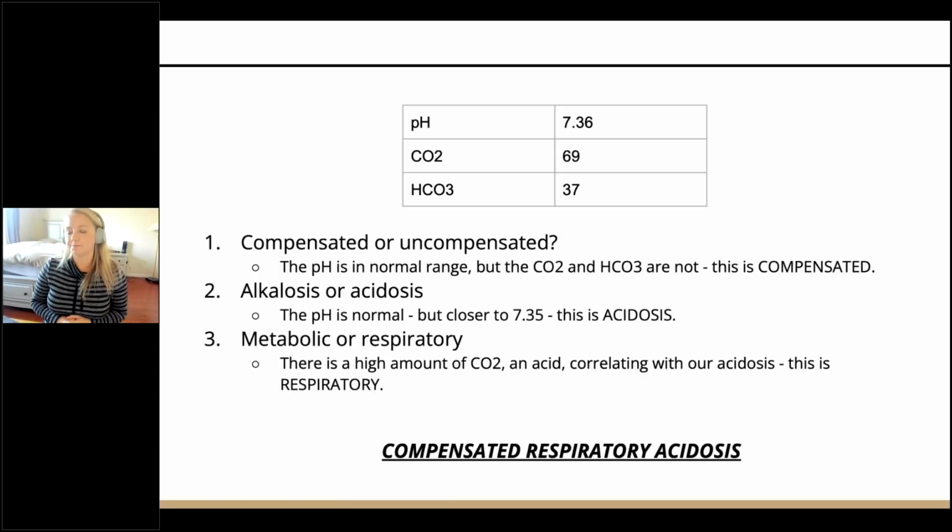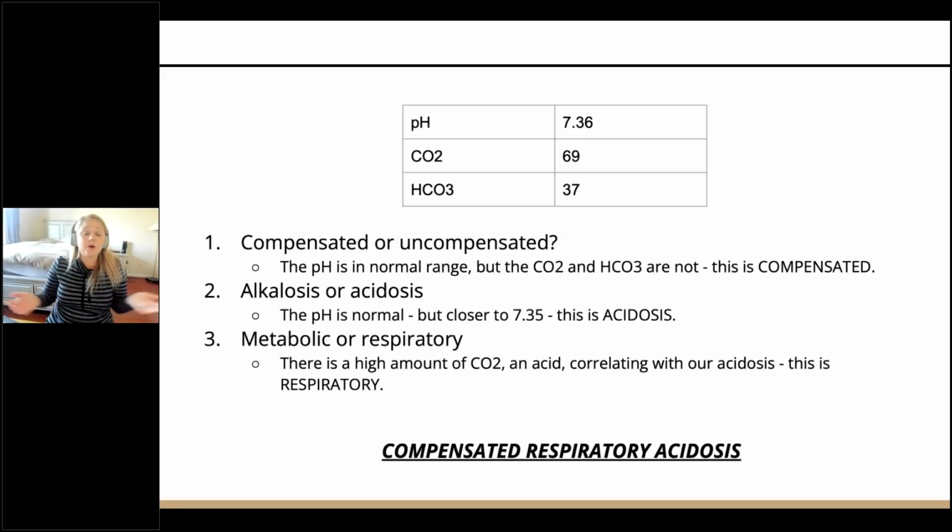It wasn't the problem. We correctly determined that it's a respiratory acidosis. But their bicarb is elevating. Why is that? It's compensating. This is the compensatory mechanism.